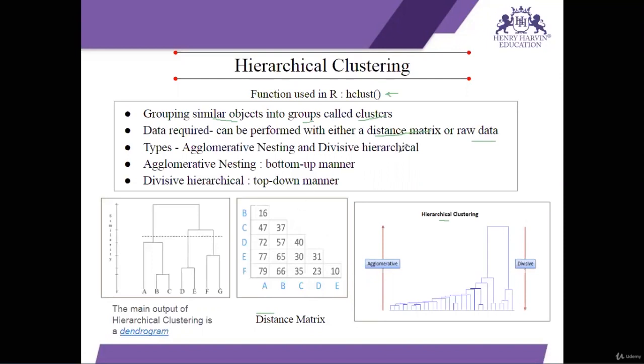There are two types of hierarchical clustering: agglomerative nesting and divisive hierarchical nesting. So what do they mean? Agglomerative means starting from the bottom, it goes up, so joining the smaller ones, then creating the larger one. And divisive, the term says itself, it divides the cluster starting from the top one and going to the bottom one, creating smaller clusters. So agglomerative nesting is the bottom-up clustering, and divisive hierarchical nesting is the top-down manner clustering.